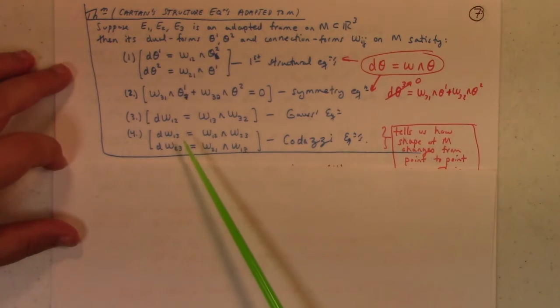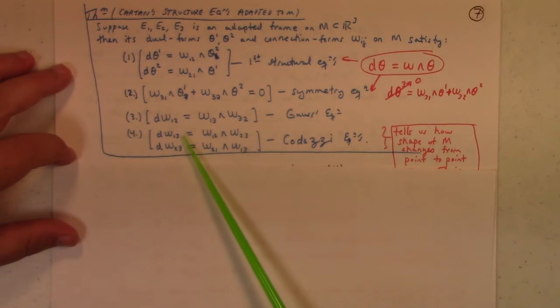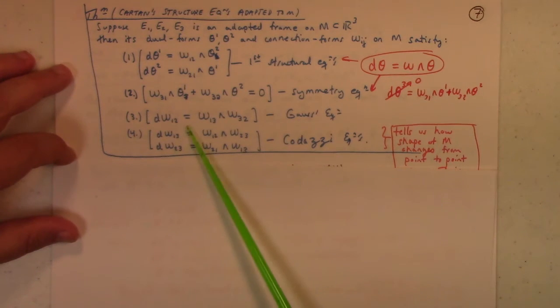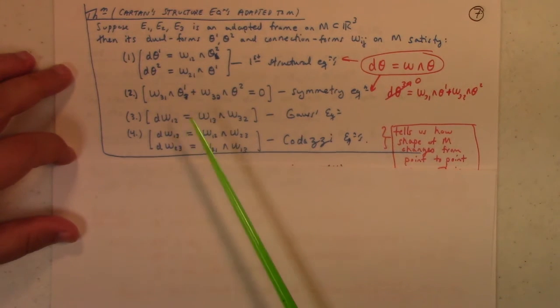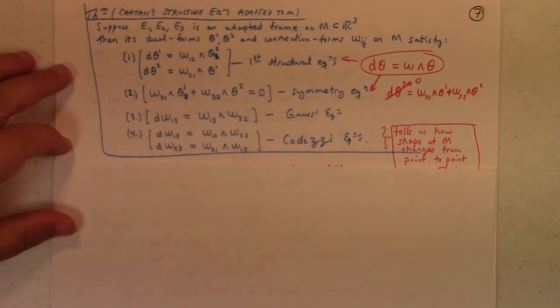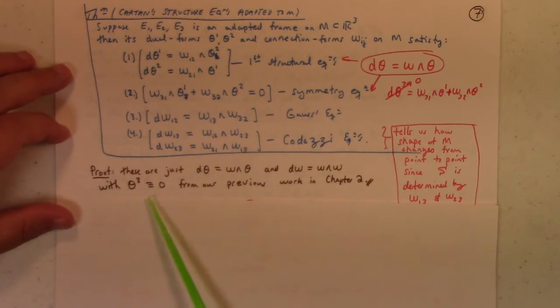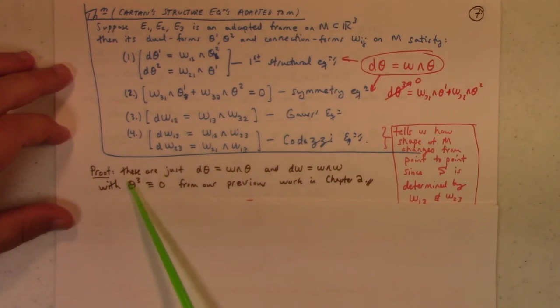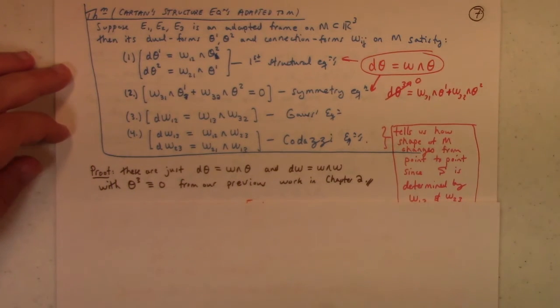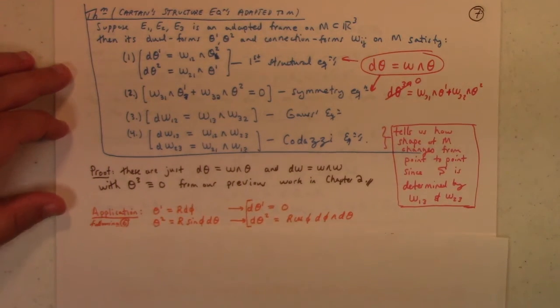And these tell us how the shape changes from point to point. Remember, because we know omega 1,3 and omega 2,3 control the shape operator. As I'm saying, they're really just the d theta equals omega wedge theta and the d omega equals omega wedge omega equations, with this caveat that the third coframe is 0. All right, so here's an application.